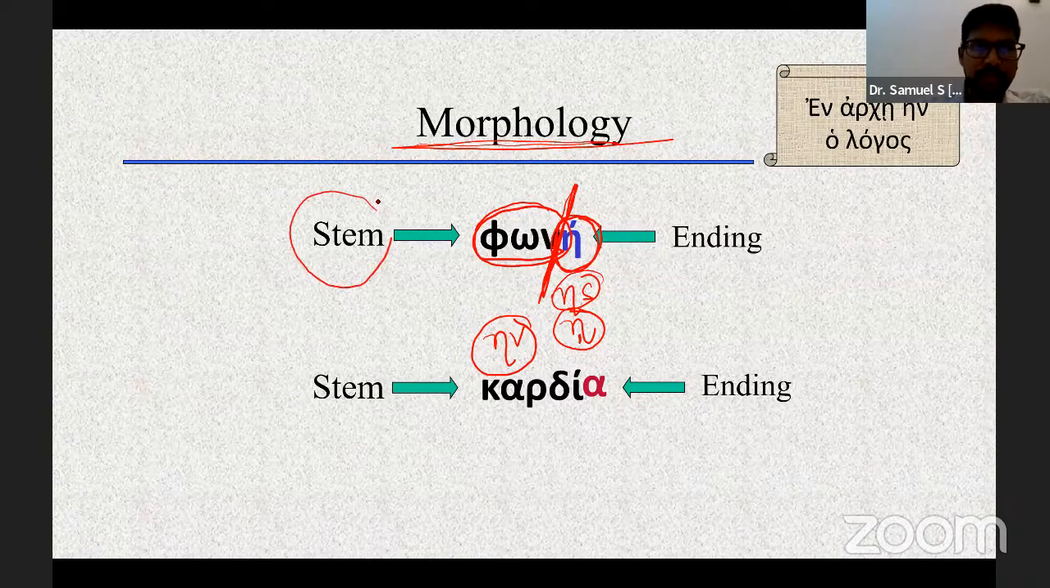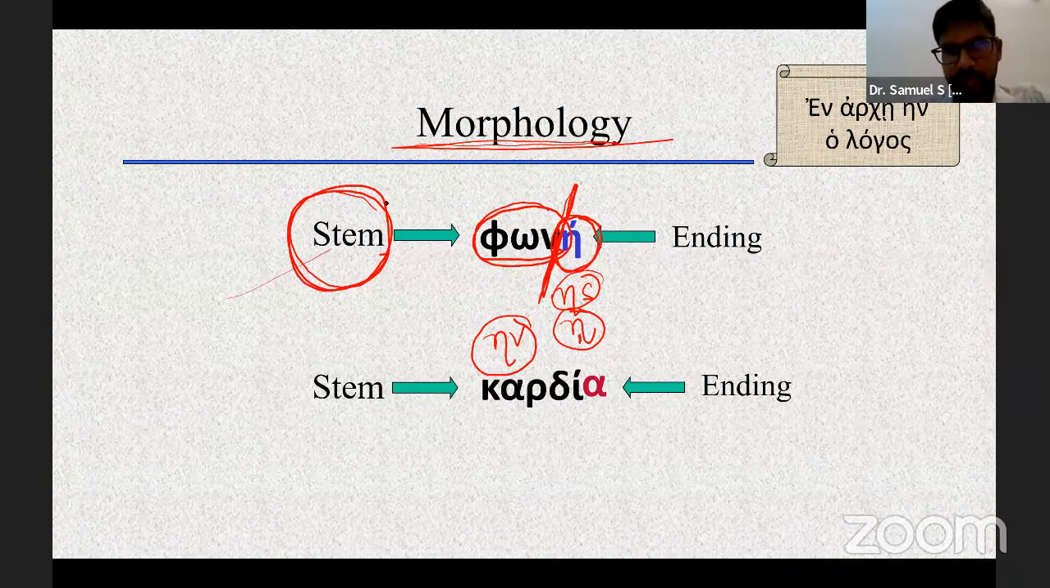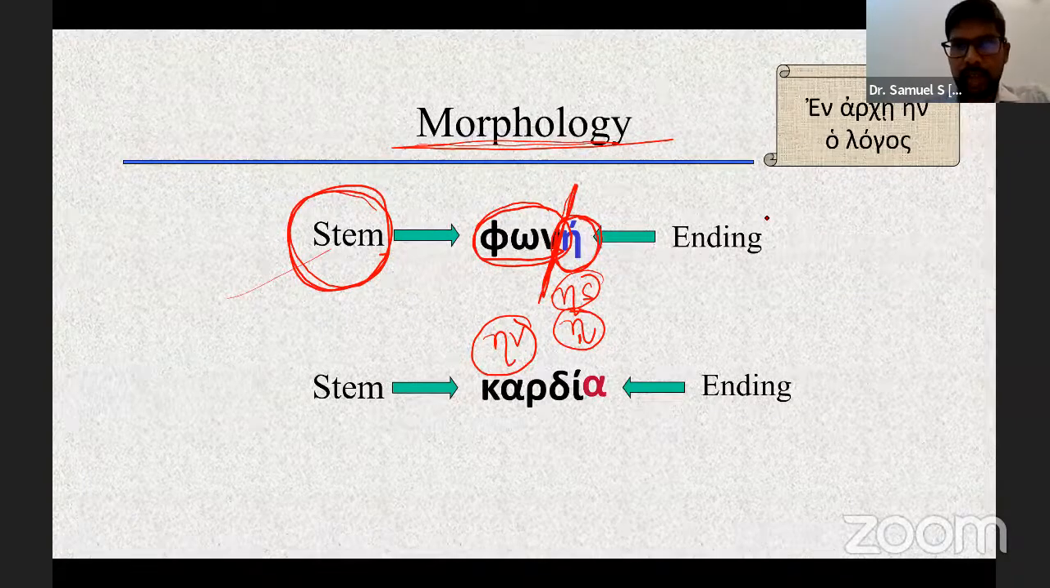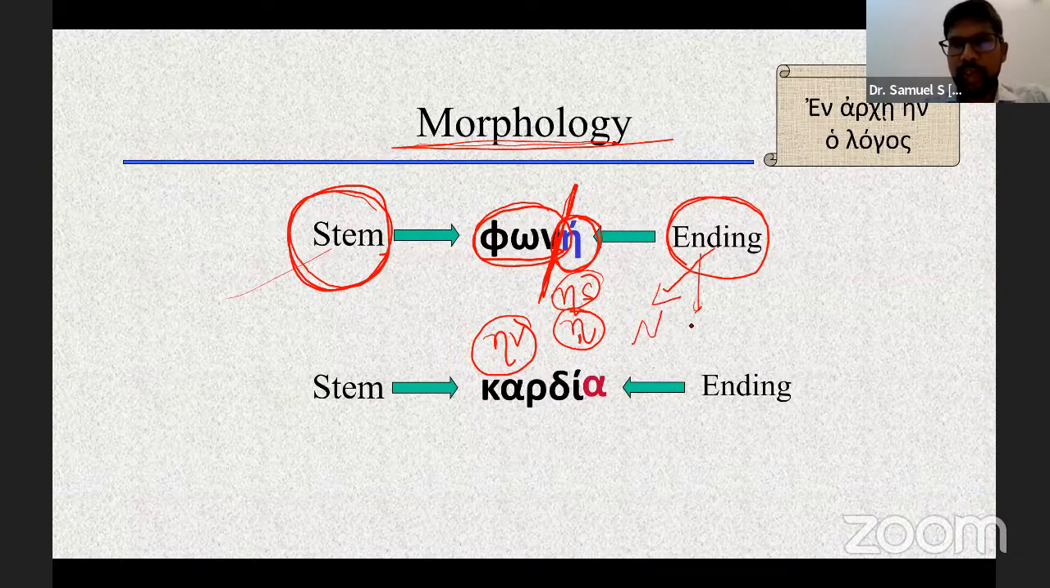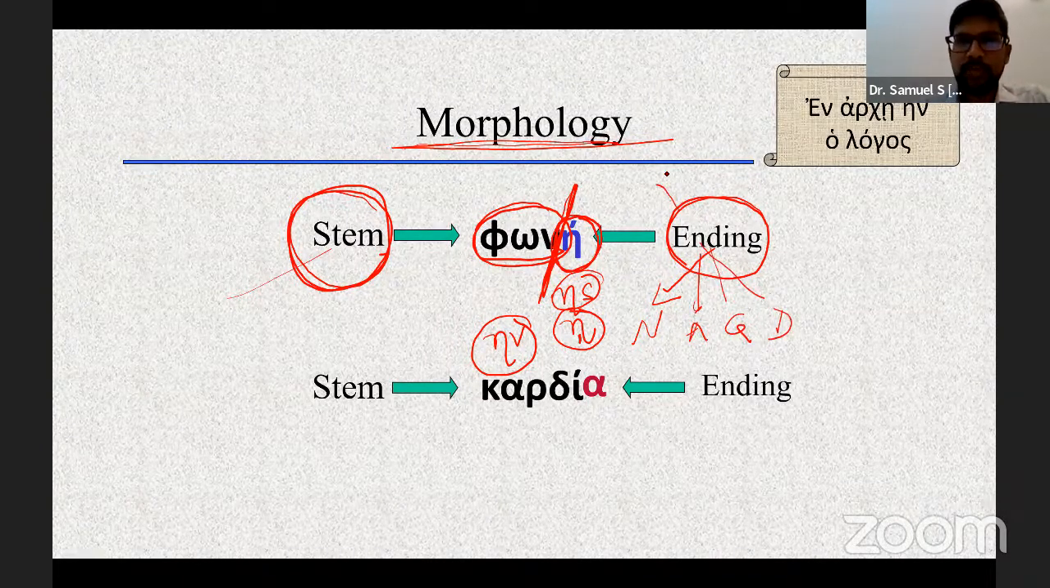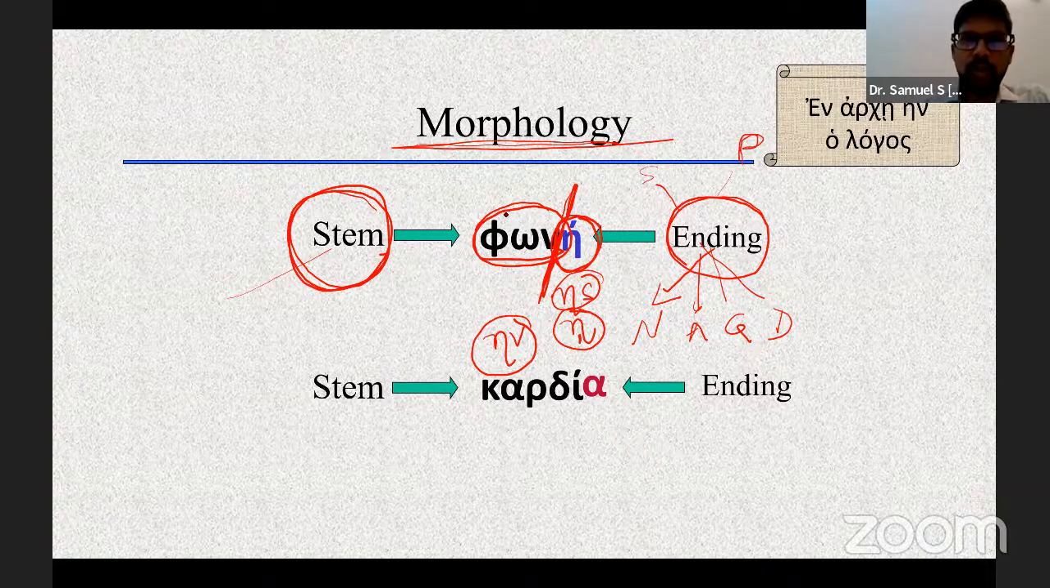That's called the stem. So every noun has a stem which will never change. It will always be the same. Only thing that changes is the ending. And that ending tells us, is it nominative? Is it accusative? Is it genitive? Is it dative? Also tells us, is it singular? Is it plural? And all nouns by their categorization are either masculine, feminine, or neuter. Every noun, the same thing.